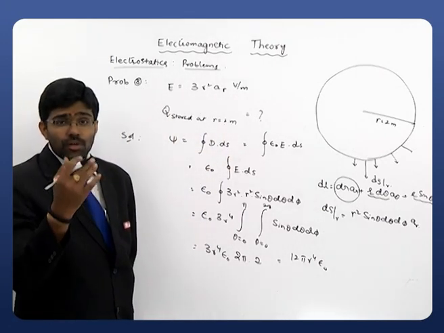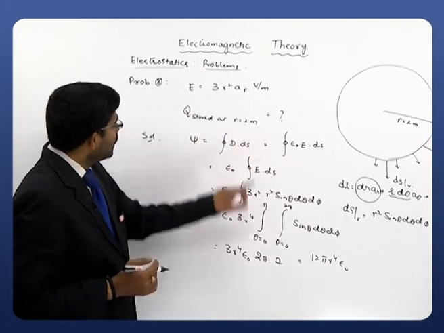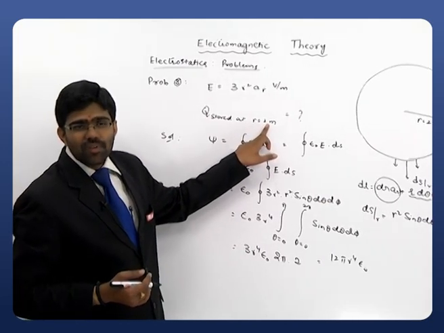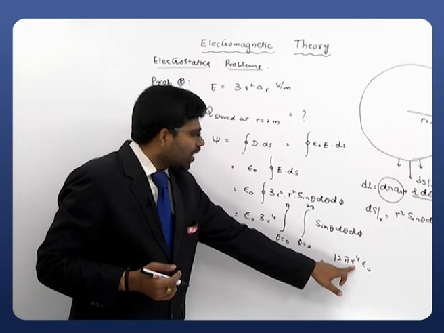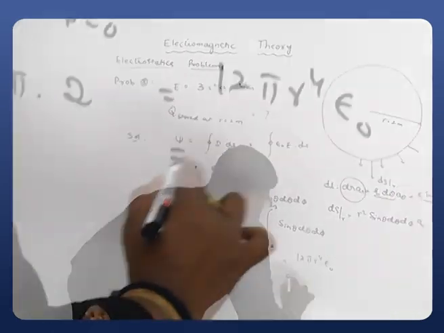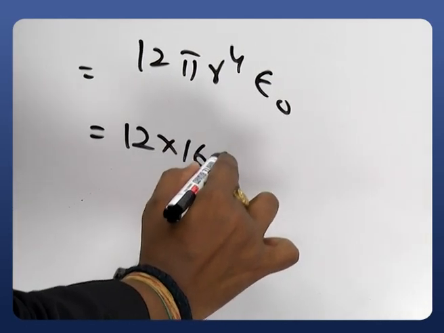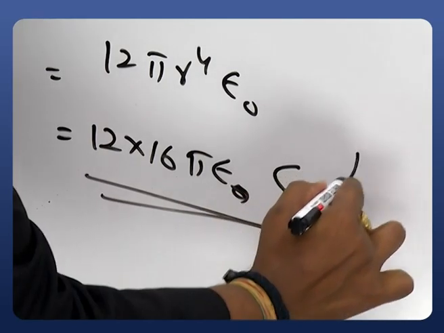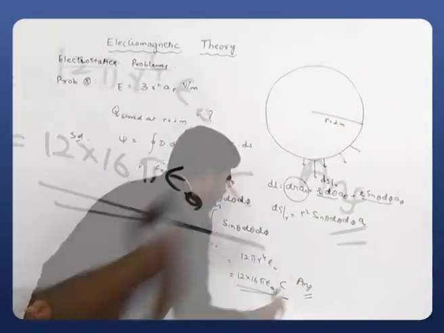Now at which location do we require the electric field intensity? At r equals 2 meter we require the electric field intensity. So for a fixed value of r equals 2 meter, what we get here is 12 into 16 pi epsilon naught coulomb. So this is the answer that we require.